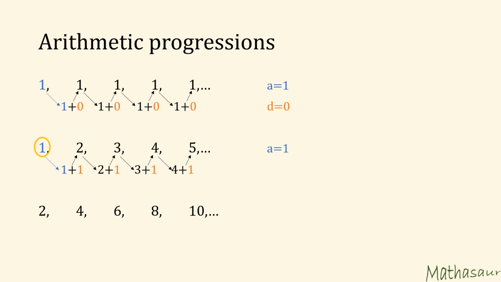In the second pattern, the first term is 1 and the term we are adding is 1 as well. In the third pattern, the first term is equal to 2 and the number that we are adding to get the next term is also 2. So small a is equal to 2 and small d is also equal to 2. Such patterns are known as arithmetic progressions. We are adding a number to find the very next number in the pattern.